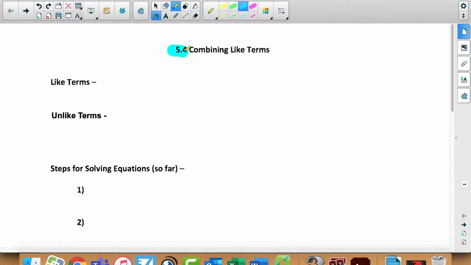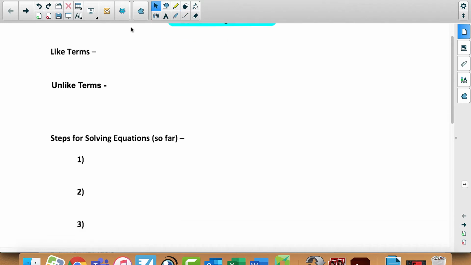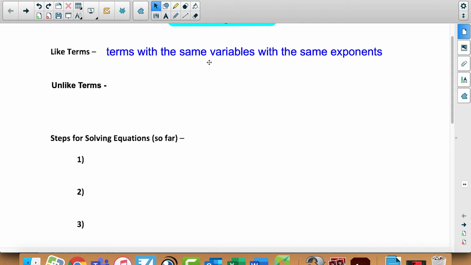We're going to solve equations by combining like terms today. And we've talked about like terms before when we talked about polynomials, so a little quick review for you here. What are like terms? These are terms with the same variables, and those variables have the same exponents. So we'll give you some examples here.